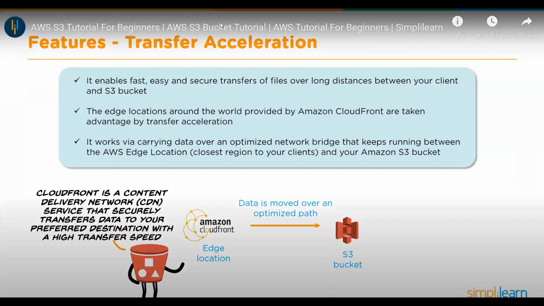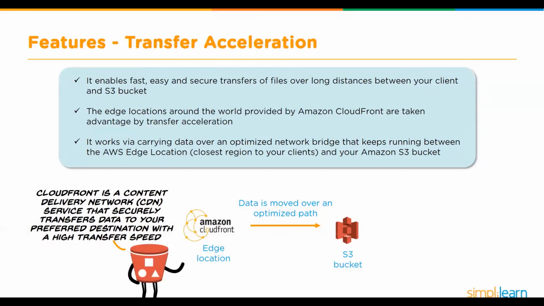Let's talk about the other feature called transfer acceleration. It's a very handy and helpful service to use if we are transferring data over a very long distance, meaning from the client to the S3 bucket. Let's say from my local machine in India, if I transfer data to Oregon, it's a long distance. If it goes through the internet, it's going to go through high latency connections, and my transfer might get delayed.